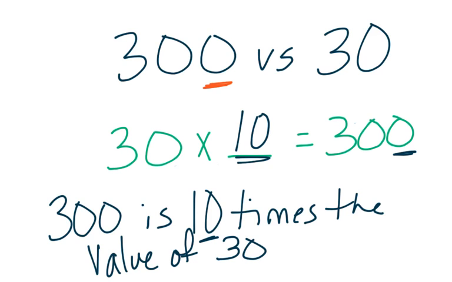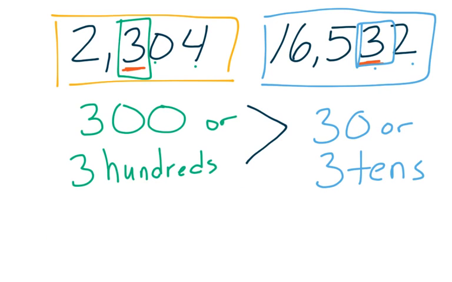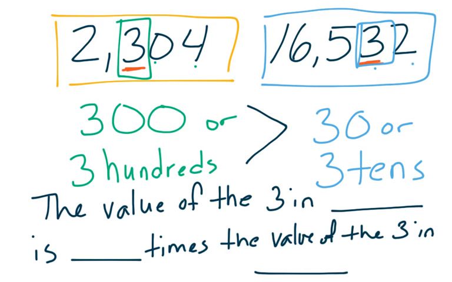It's 10 times. We're multiplying times 10. We're adding that 0. Now, if we look at the numbers as a whole, and we were to compare the value of that digit, and we want to know which 3 is larger and how much larger, we would say something along the lines of the value of the 3 in 2,304, because I'm focusing on that 3, is 10 times the value of the 3 in 16,532.